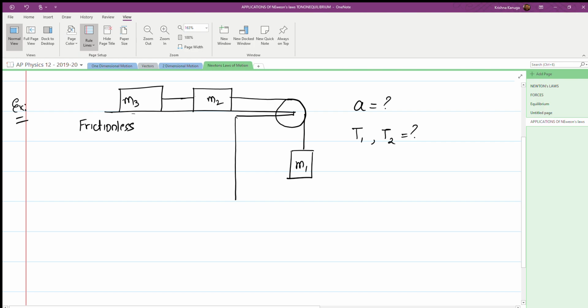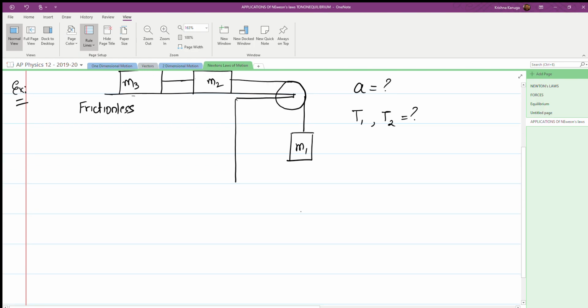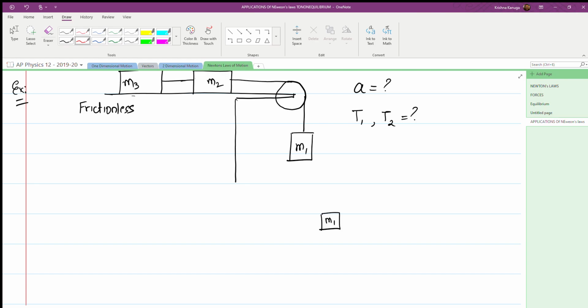All right, I'm assuming that you drew your free body diagrams and I'm going to do the same right now. This one is for M1. We have M1g pointing down, and then tension is going to be up. Because we know M1 is going to be going down, we know that M1g is going to be more than T1. That's why I have drawn that arrow slightly shorter.